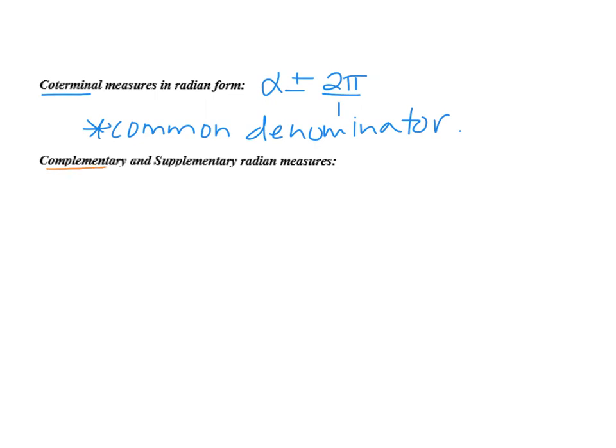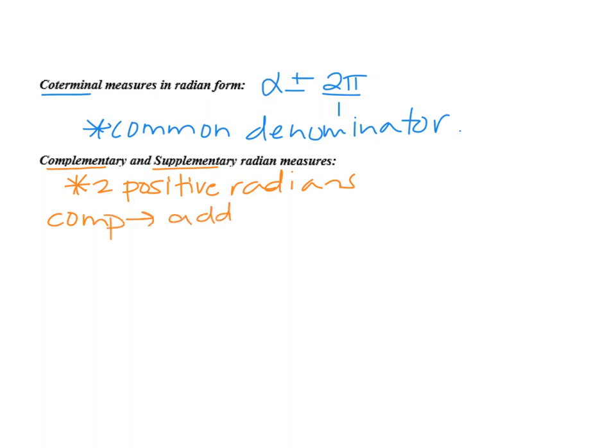To find complementary and supplementary radian measures, again you want 2 positive measures. For complementary, instead of adding up to 90 degrees, they have to add up to pi over 2, which is the equivalent to 90 degrees. Supplementary, instead of 180, the radian version of that would be 1 pi. We'll get lots of common denominators when we do coterminal, complementary, and supplementary radian measures.